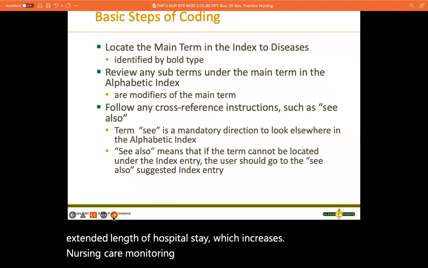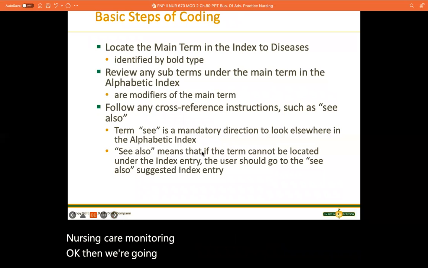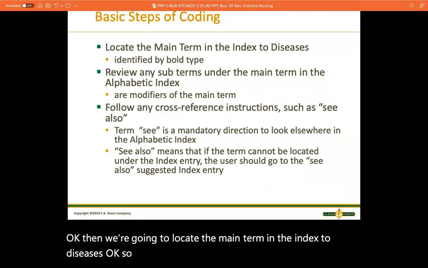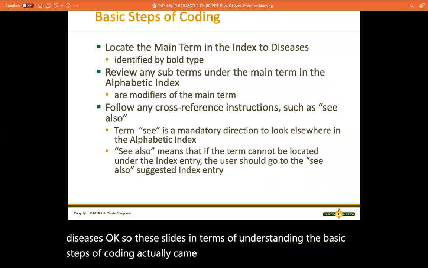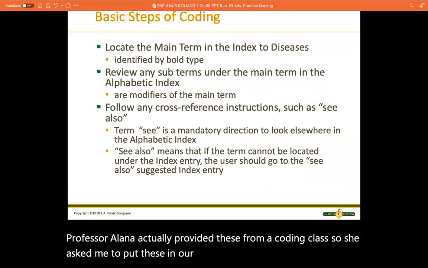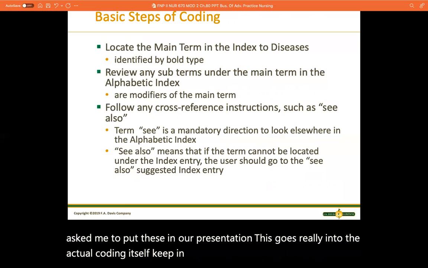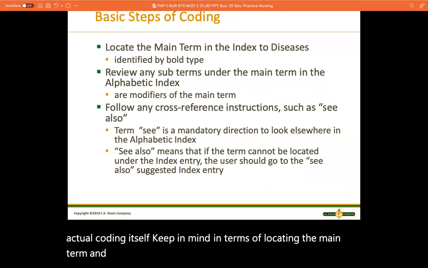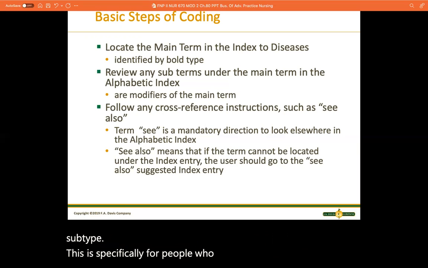Then we're going to locate the main term in the index to diseases. These slides in terms of understanding the basic steps of coding actually came from our coding class. Professor Alana provided these from a coding class, so she asked me to put these in our presentation. This goes really into the actual coding itself. Keep in mind, locating the main term in the index to diseases and identifying the bold subtype is specifically for people who are actually coding for a job.